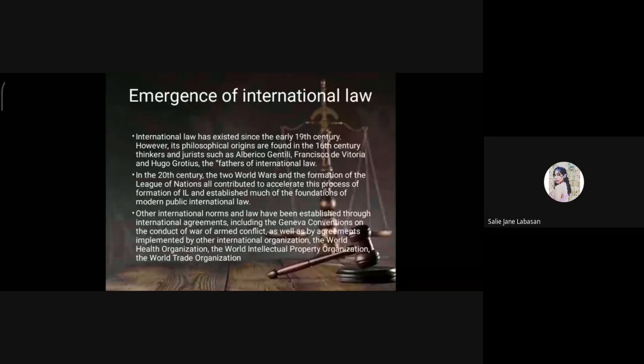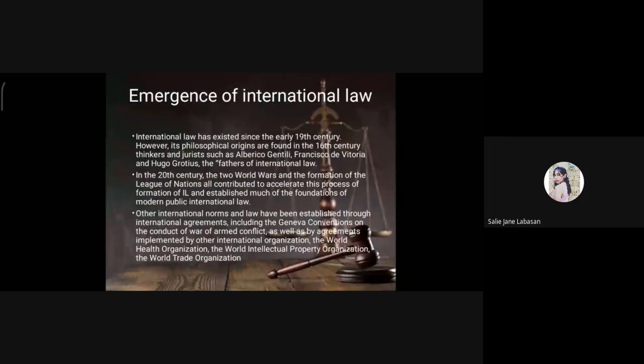But in the 16th century, there were three thinkers and jurists such as Alberico Gentili, Francisco de Victoria, and Hugo Grotius. These are the fathers of international law. So Hugo Grotius was the father of international law.